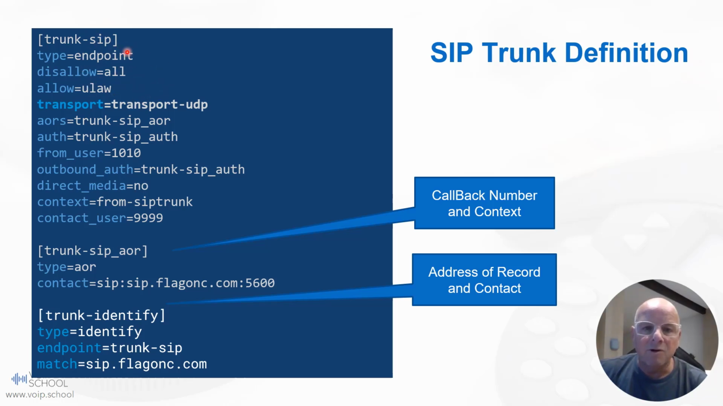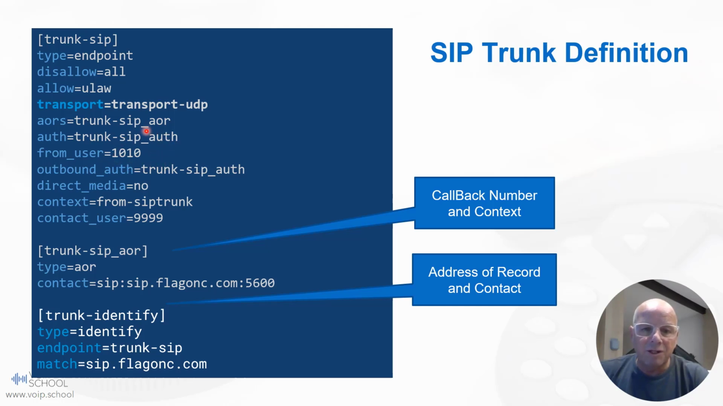Here we do some codec control. So I'm disallowing all codecs and I'm allowing only ULAW because this provider only accepts ULAW. Transport UDP. Here we just link the address of record that it's here, and also the authentication that's defined elsewhere. The from user, this is very important. We are using 1010.